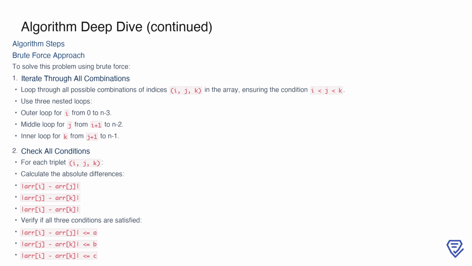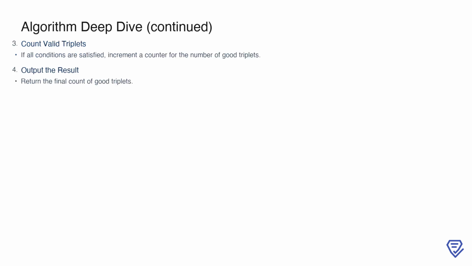For each combination, we then calculate the absolute differences between the values at these indices. Specifically, we compute ARR I minus ARR J, ARR J minus ARR K, and ARR I minus ARR K. If all three of these differences satisfy the respective thresholds A, B, and C, the triplet is considered valid. This systematic approach ensures that we check every possible triplet in the array for validity. Once we've identified a valid triplet that meets all the conditions, we increment a counter to keep track of the total number of good triplets we've found.